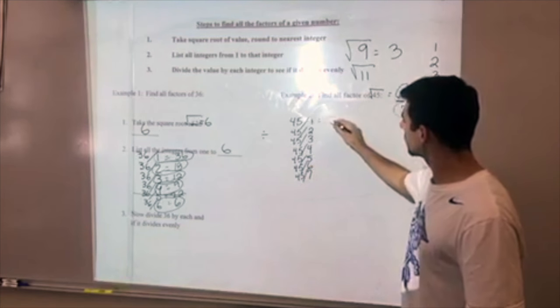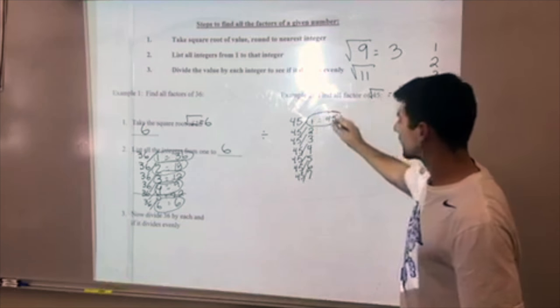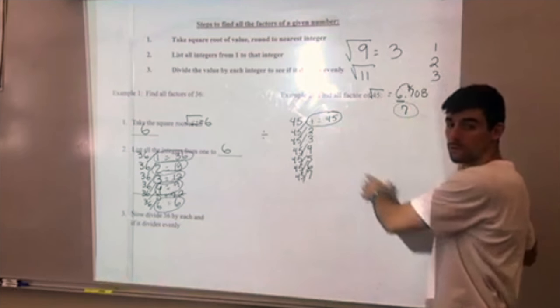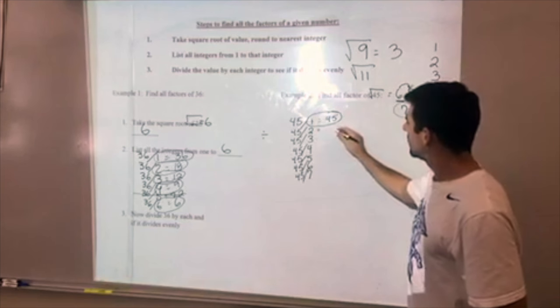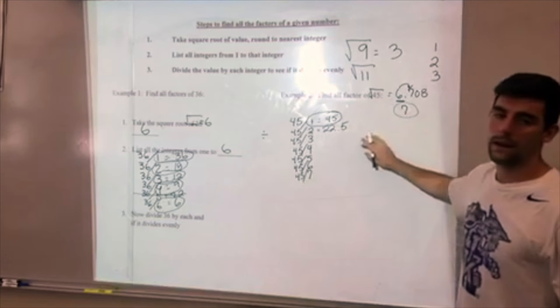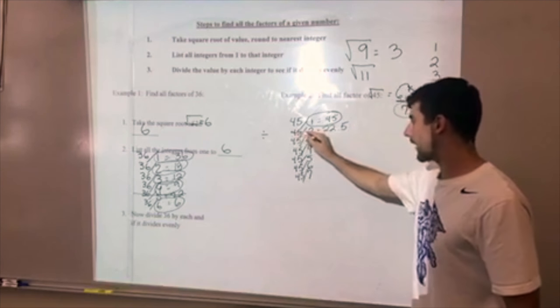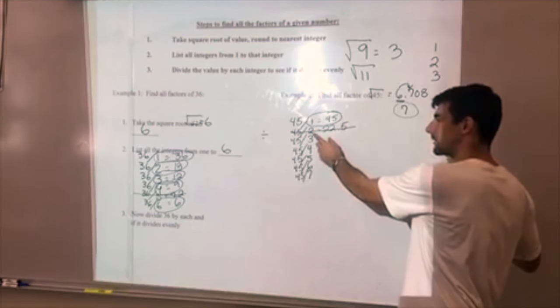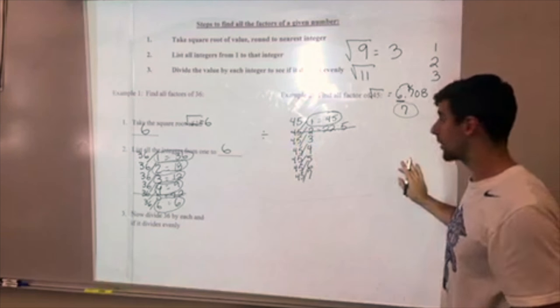We start here. 45 divided by 1 is 45. Here's my first factor pair. We'll define this on the next page in a second, or on the first page rather. When we do this, we get 22.5. So the fact that we got a not whole number just means that 2 is not a factor of 45. Which makes sense. This is an even number. 45 is an odd number, so even numbers are not going to be factors of odd numbers.